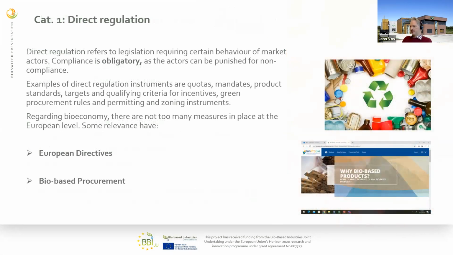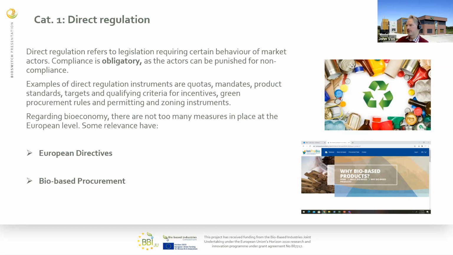First of all, direct regulation. Direct regulation refers to legislation that requires certain behavior of market actors, and compliance is obligatory, as the actors can be punished for non-compliance. And when you rule out bioenergy and biofuels, which are both outside the scope of BioSwitch, where we look at, as Anna said, bio-based products, including packaging for B2B and B2C markets, then there seem to be very few direct regulation measures in place at the European level.